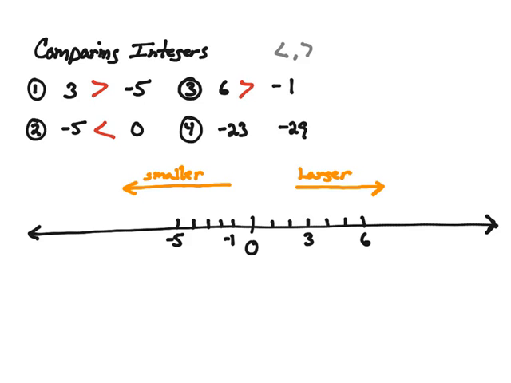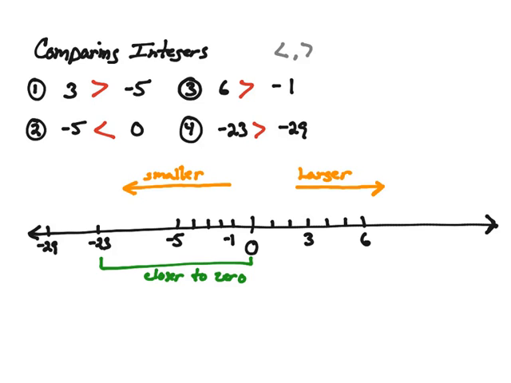And then the last one, -23. Well, if I can just estimate, -23 would be here. -29 would be there. Look at -23. It's to the right of -29, therefore it is bigger than because it's closer to 0. -23 is closer to 0. The distance of -29 is a little bit more. It's a little bit farther away from 0. So that's why -23 is bigger.